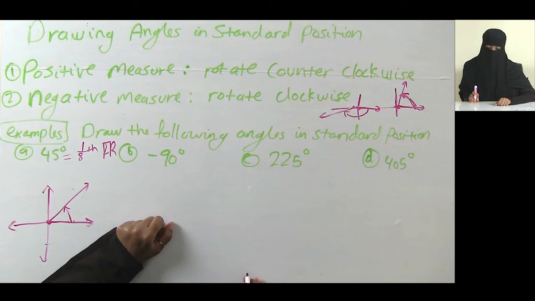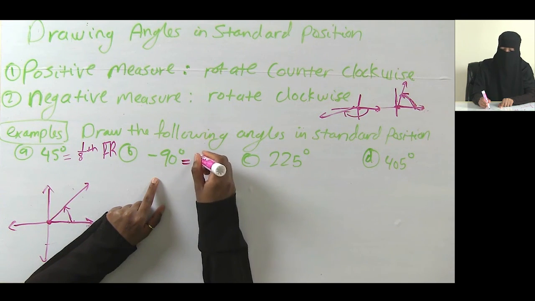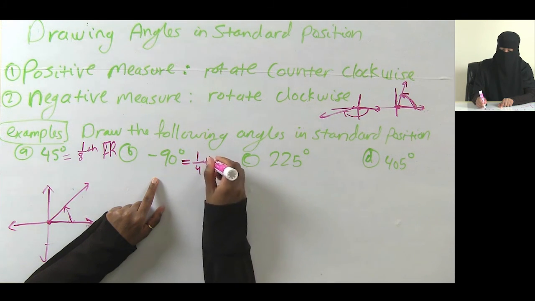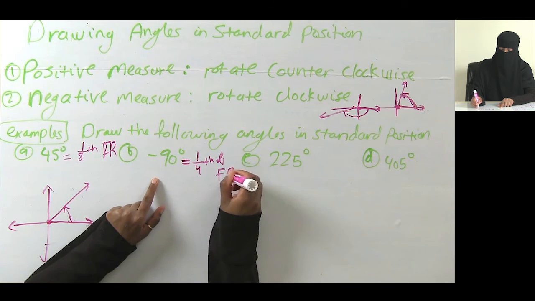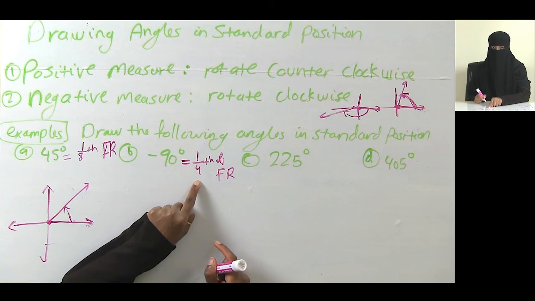Okay, so let's look at negative 90 degrees. 90 degrees, we looked at it before. 90 degrees was exactly 1/4 of a full rotation. Full rotation meaning full circle. So that's one thing that we know. We're going to rotate 1/4 of a circle.